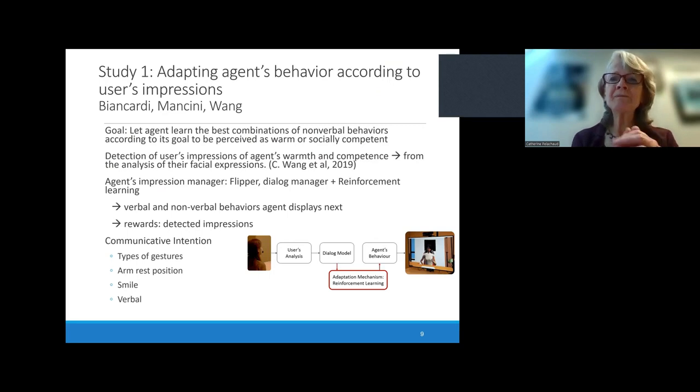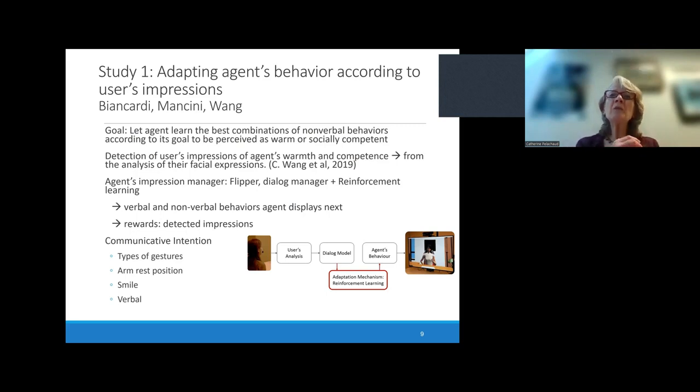So the first adaptation here that we considered is nonverbal behaviors. The goal is that the agent learns the best combination of nonverbal communicative behaviors according to its own goals to be perceived as either warm or socially competent. Warmth and competence are two important dimensions in social interaction.